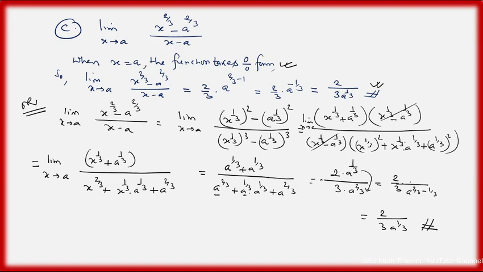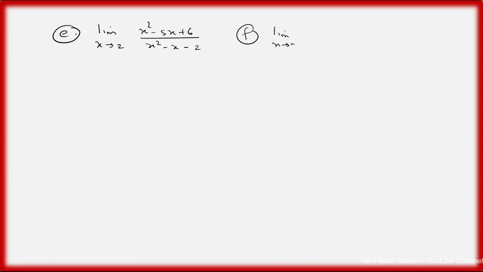Okay, now let's move to the next question, dear students. E number: limit x tends to 2, x square minus 5x plus 6 over x square minus x minus 2. F number: limit x tends to 2, x square minus 4x plus 4 over x square minus 7x plus 10. You can copy these questions. Hope you can, this is classwork.